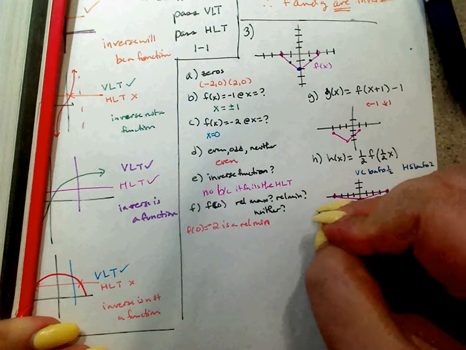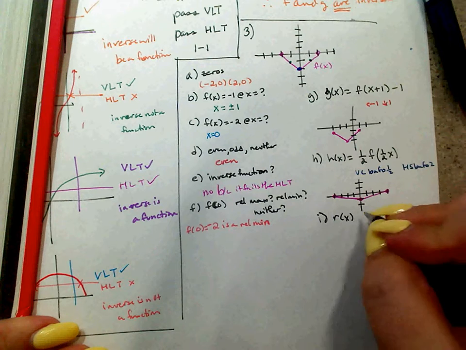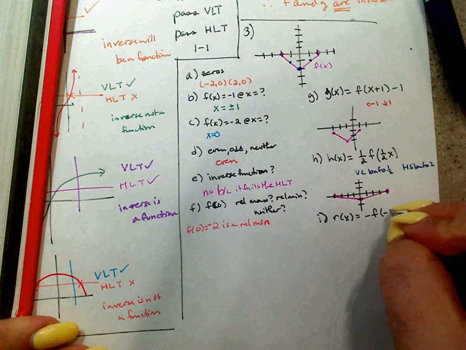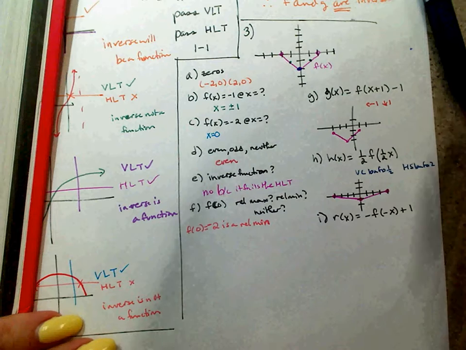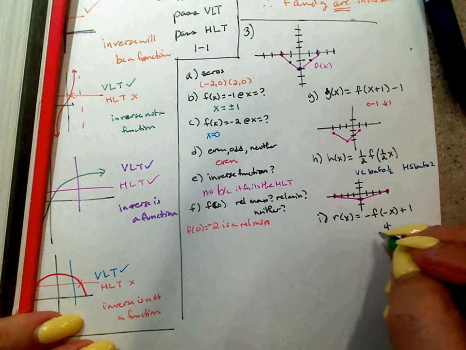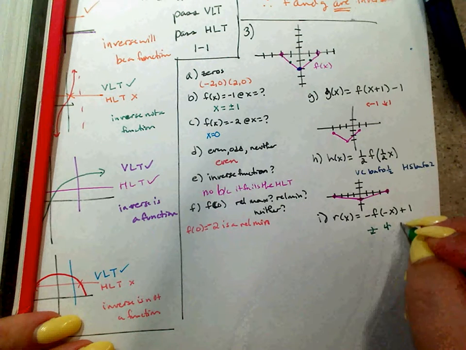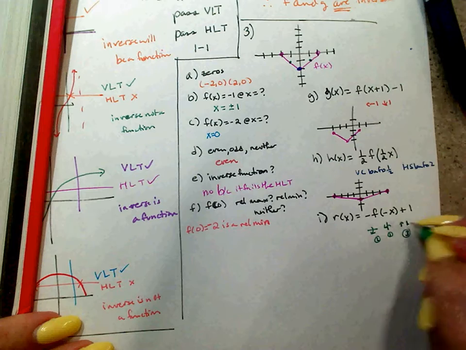Graph R of x, which equals negative f of negative x plus 1. So let's talk about those transformations. The first thing you would have to do is flip over the y. And then you have to flip over the x, and then you'd have to go up 1. So 1, 2, 3. But we can do those flips at the same time and then shift it up 1.